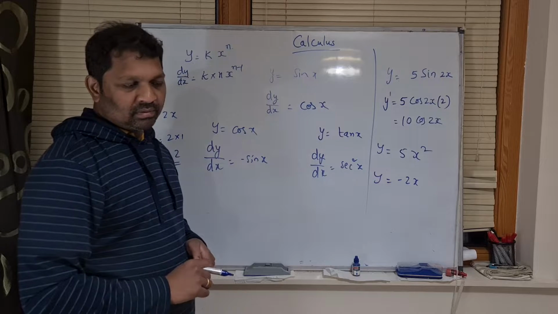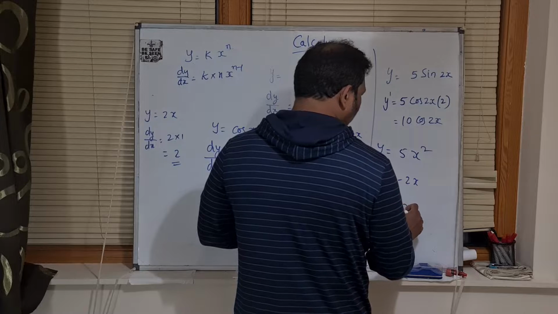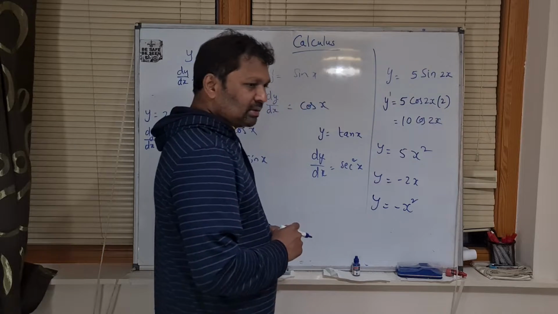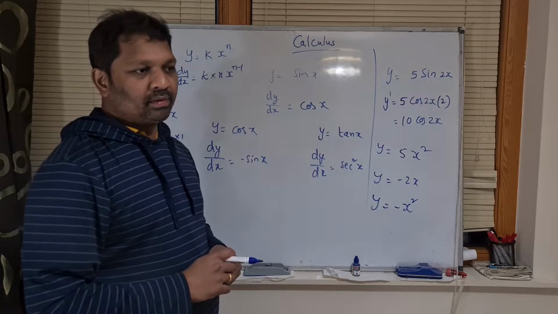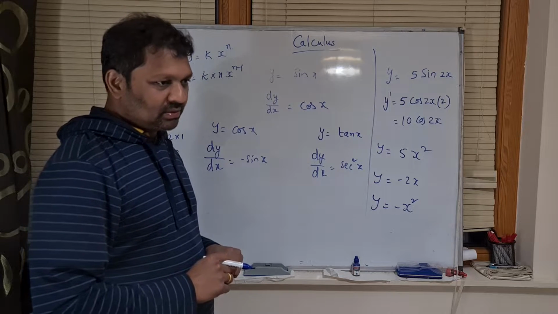It is minus 2. Okay. y is equal to minus x squared. What is the differentiation of it? It is the same thing. Minus 2x. Minus 2x, yeah.